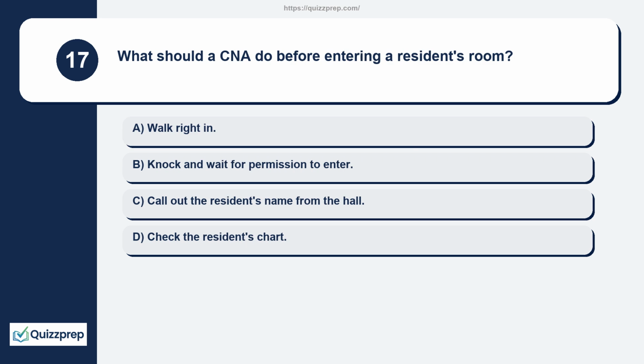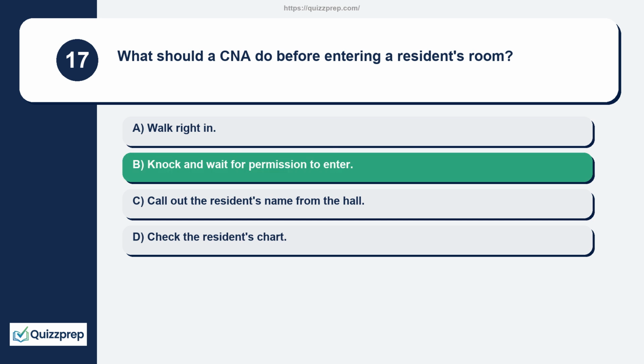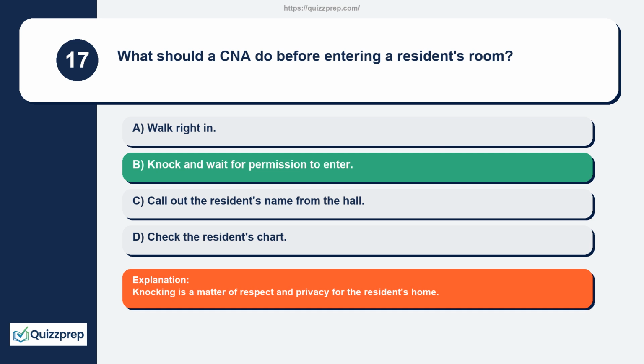Question 17. What should a CNA do before entering a resident's room? Walk right in, knock and wait for permission to enter, call out the resident's name from the hall, check the resident's chart. Knocking is a matter of respect and privacy for the resident's home.